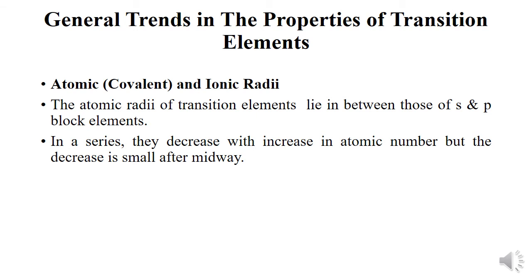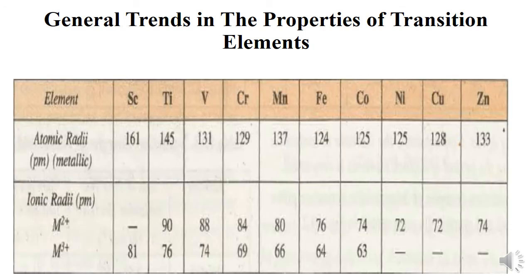So next is the general trends in the properties of the transition elements. First is the atomic and ionic radii. The atomic radii of transition elements lie in between those of s and p block elements, and in a series the atomic radii decrease with increase in atomic number, but the decrease is small after the midway. It is clear from the picture also, as we move from scandium to zinc, there is a decrease in the atomic radii, but this decrease goes up to the middle.